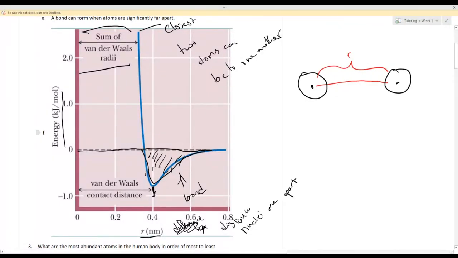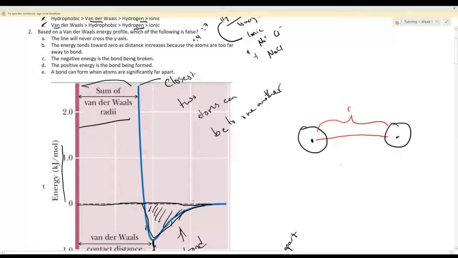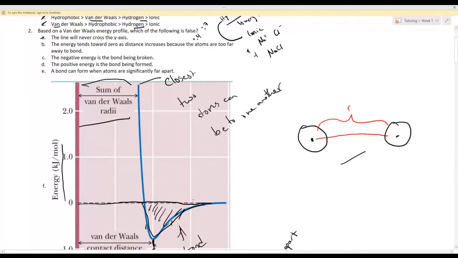Okay, so now let's get into the actual question that was asked. Which of the following is false? The line will never cross the y-axis. Well, that's true because these two can never be touching. Okay? The energy tends towards 0 as the distance increases because the atoms are too far away to bond. This is something that I never really mentioned, but if we notice, it kind of levels off and it stays here, exactly like it says here, as distance increases.